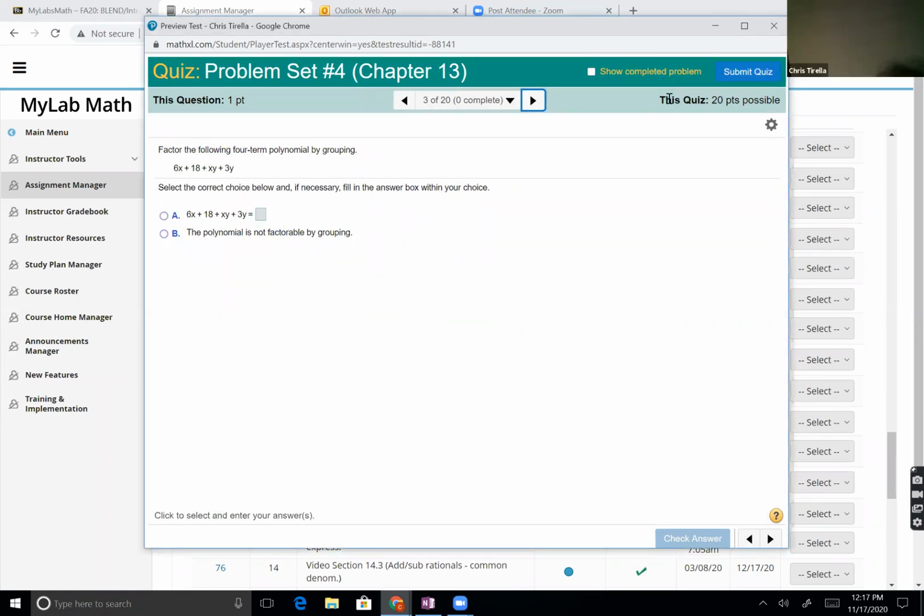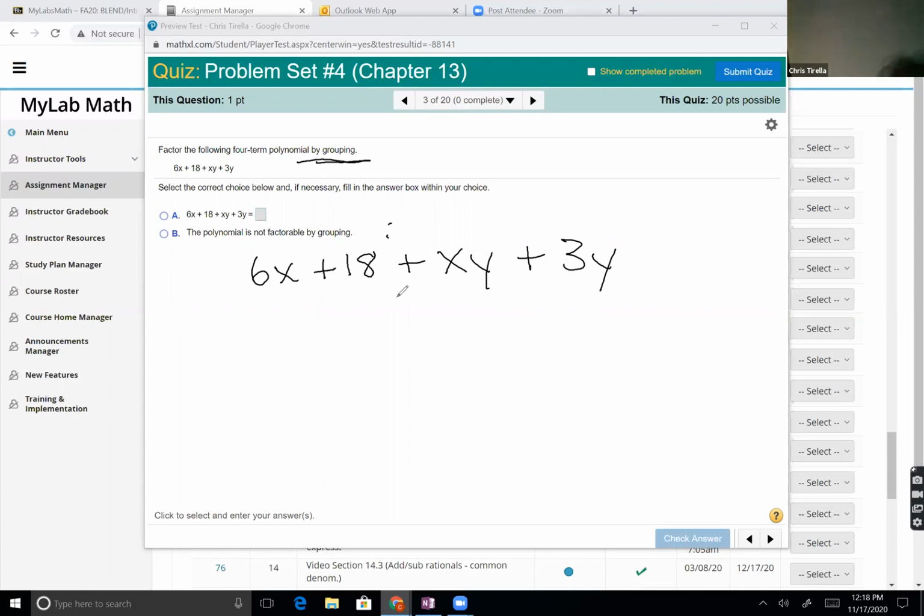Factor the following 4-term polynomial. And over here, the key words are by grouping. When I'm factoring by grouping, it's always got to be 4 terms. And when I think of factoring by grouping, honestly, it's so silly. It reminds me of multitasking. I can't do 4 things at once, though. So I'm going to split it in half and do 2 at a time.